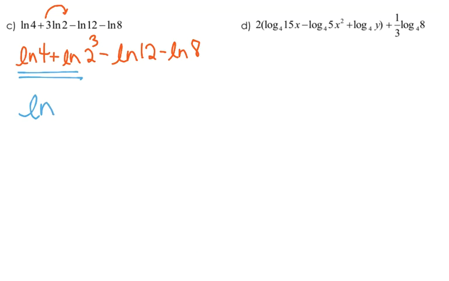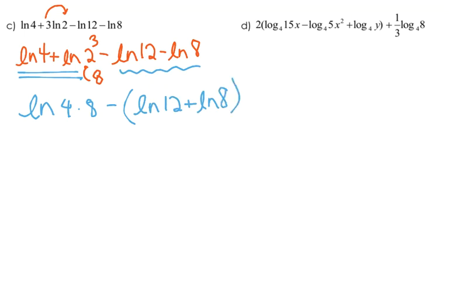to multiply these. Keep in mind that that 2 cubed is really an 8 right there. So that 2 cubed is really an 8. So I've got the natural log of 4 times 8. I still have minus ln 12 minus ln 8. I'm going to factor out that minus sign. So now I have natural log of 12 plus the natural log of 8.